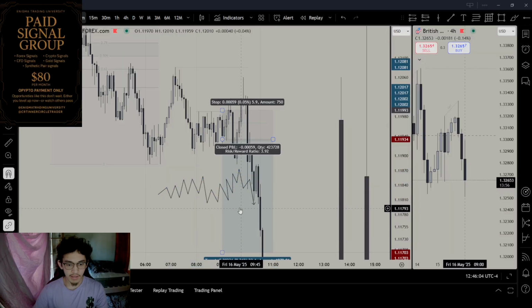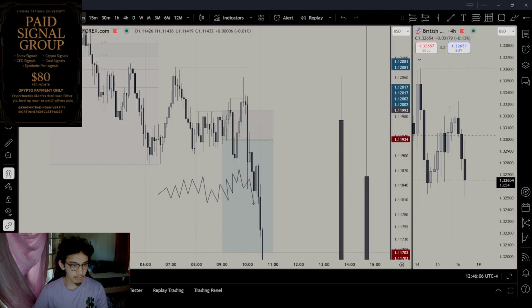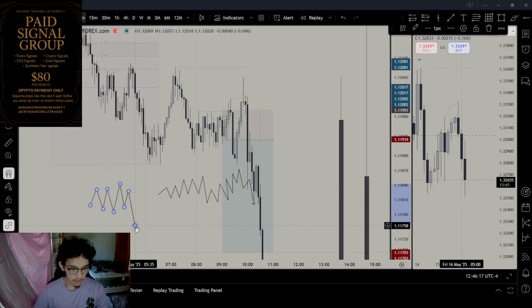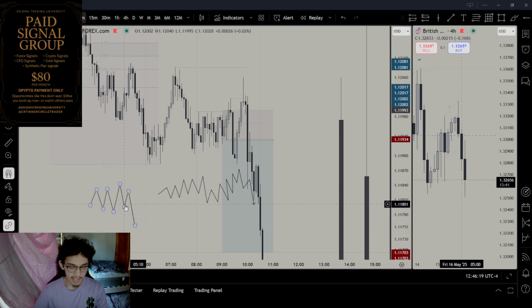But if there's already enough resting liquidity, what the market will do is make a range. Let's just say the market makes a range here. Market will purge out the range high. Since there's already enough resting liquidity here, the market will just go lower without doing an ICT three drive pattern.